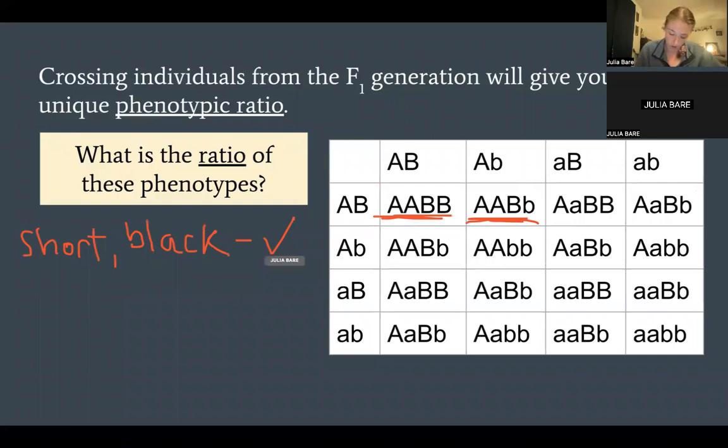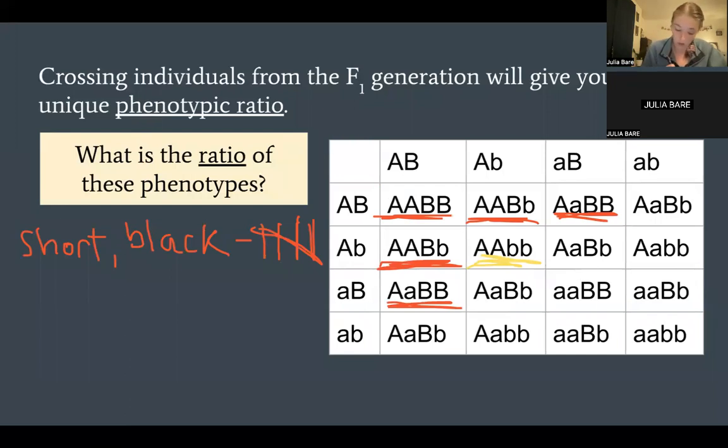short with black hair. So let's go ahead and make tally marks to indicate how many of each of these we have. All right, so we've got another, okay, short and black hair. Good. Another with short and black hair. Okay. Another over here with short and black hair. But then once we get to this guy here that I've highlighted in yellow, now we have a new phenotype. Now we have short hair with white hair color.